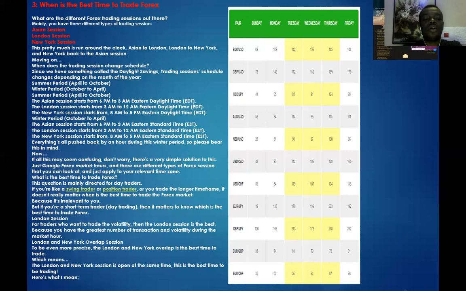All this seems confusing. Don't worry. There is a very simple solution to this. Just Google forex market hours. When you go to Google, it is easy. You can get it. So when you ask me, what is the best time to trade?